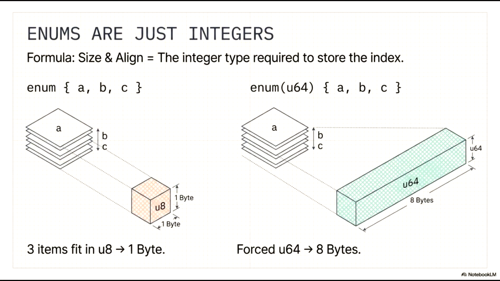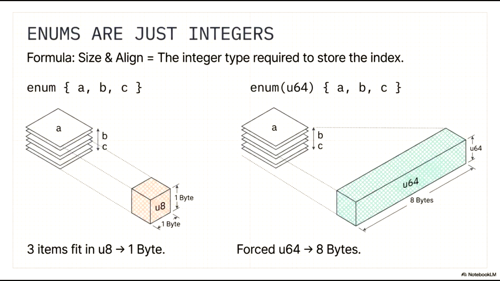At their core, enums are simply integers. The fundamental rule for determining an enum's memory footprint is that its size and alignment are equal to the integer type required to store its index. Looking at the first example, we have an enumeration with 3 items, A, B, and C. These 3 values easily fit into an unsigned 8-bit integer, or a U8. Consequently, this enum only requires 1 byte of storage.